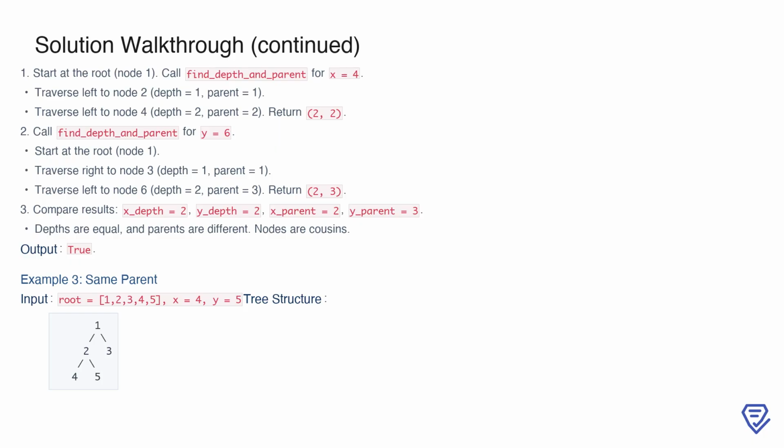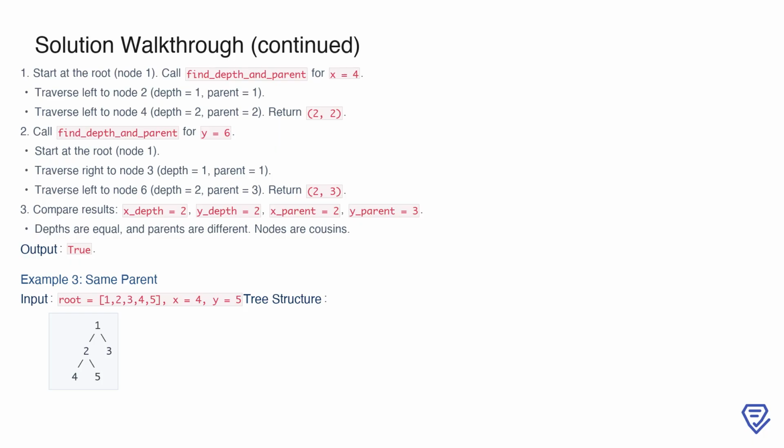To determine if nodes 4 and 6 are cousins, we start by finding information for node 4. From the root, we traverse left to node 2, which is at depth 1 with node 1 as its parent. Then, we go left again to node 4, which is at depth 2, with node 2 as its parent. This gives us depth 2, parent 2, for node 4. For node 6, we start at the root, traverse right to node 3 at depth 1, then go left to node 6 at depth 2, with node 3 as its parent. This results in depth 2, parent 3, for node 6.